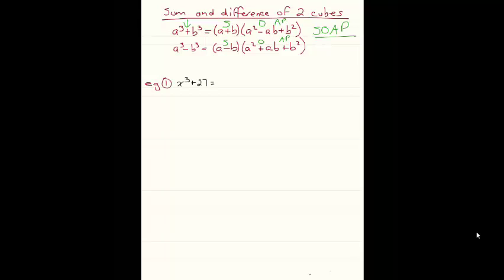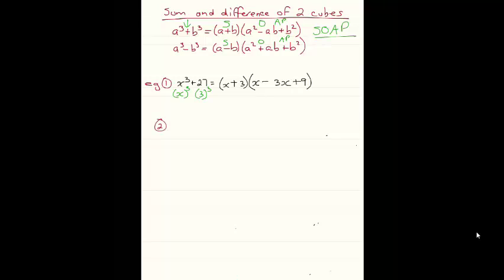So looking at our first example, x cubed plus 27, the first term is obviously x cubed, and our second term is 3 cubed. So then what we do is we substitute them into the formula. So in our first brackets, we just have those 2 factors on their own, the x and the 3. In the second, we square the first, then we have the product of the 2, and then we square the second. And then we have to decide, well, which sign goes where. So go back to SOAP. The same sign first, the opposite sign, and the last one is always positive.